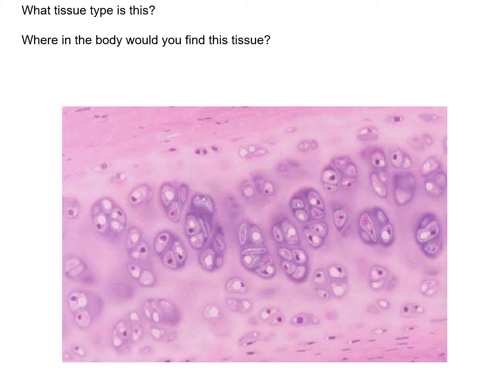Any ideas? Is that elastic cartilage? Nope. Hyaline? It's hyaline. Is cartilage vascularized? No. Where could you find this cartilage? The trachea? That is one place in the cartilaginous C-rings, yes. There are many others, of course.